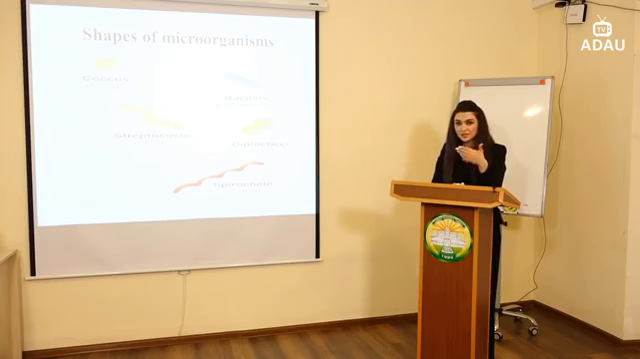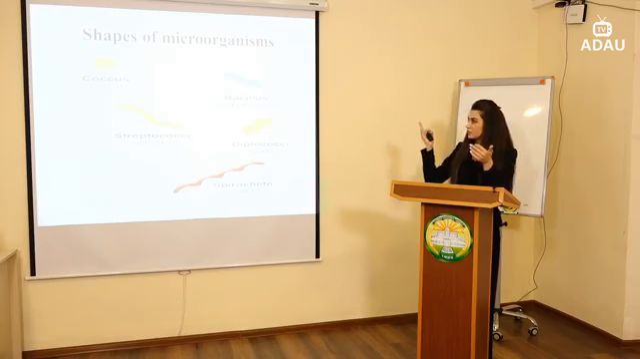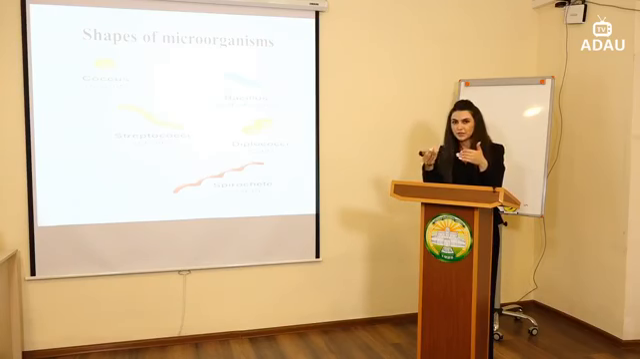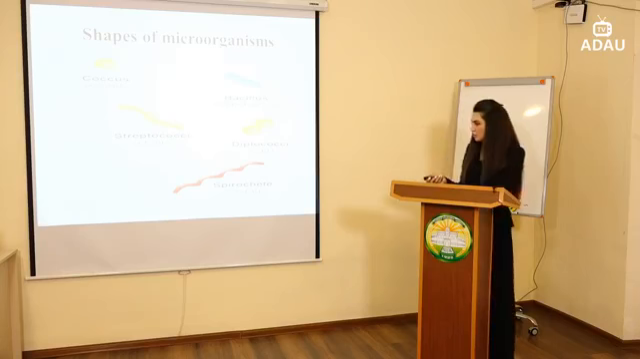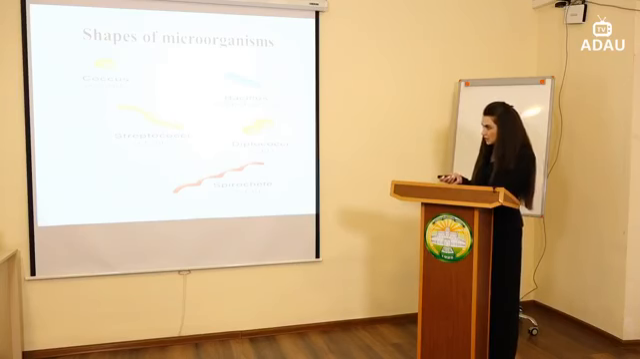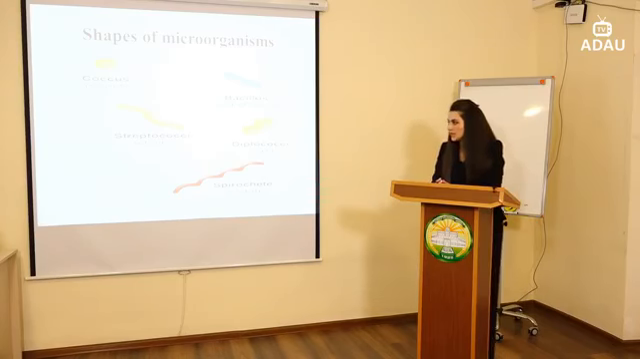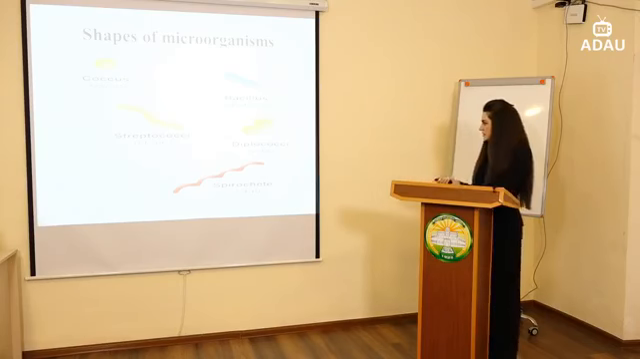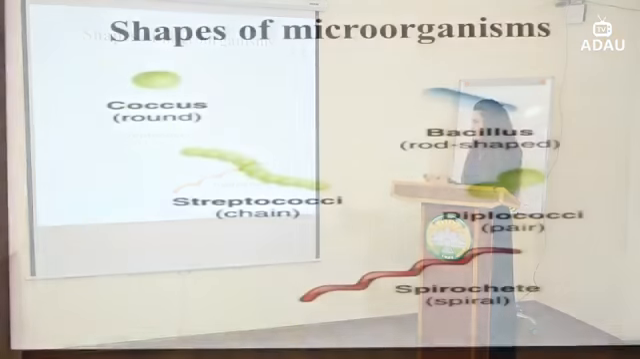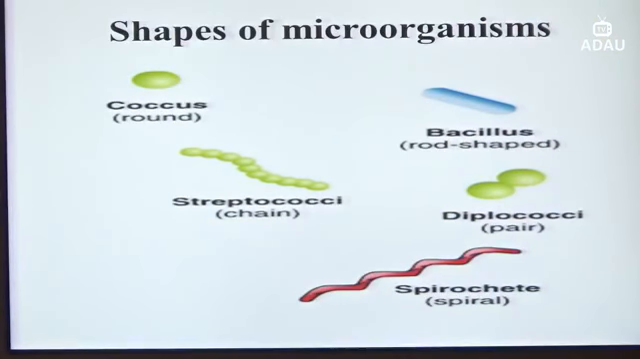So I am trying to say that sometimes the shape of the microorganisms can't help to diagnose or identify the microorganisms. And this is the streptococci. Streptococci resemble a chain, and they are observed like a chain under the microscope. And this is the diplococci, pairs, two cocci. And this is the spirochete. This is the comma-shaped microorganisms, like for instance Vibrio cholerae. This is the third type of the microorganisms.